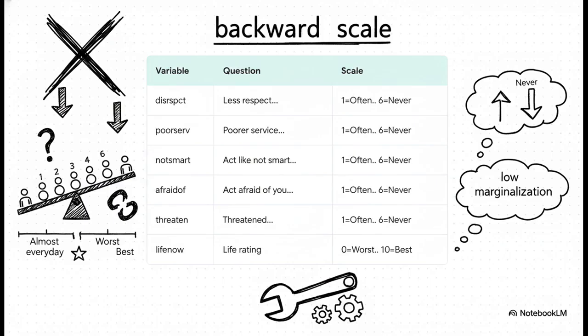Now, we can't just add these up. This is kind of a mess, and here's why. First, look at the values. A 1 means almost every day, and a 6 means never. The whole thing is backward. A high number actually means less marginalization. And second, that life now variable is on a totally different 0 to 10 scale. This data needs a serious cleanup before we can do anything with it.